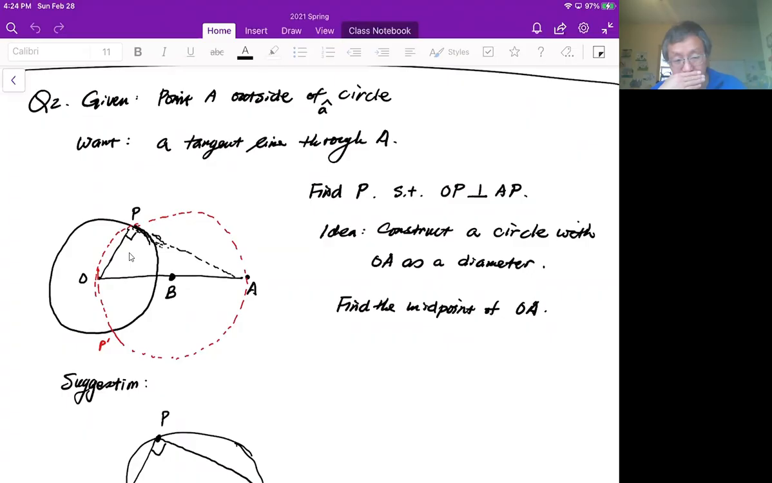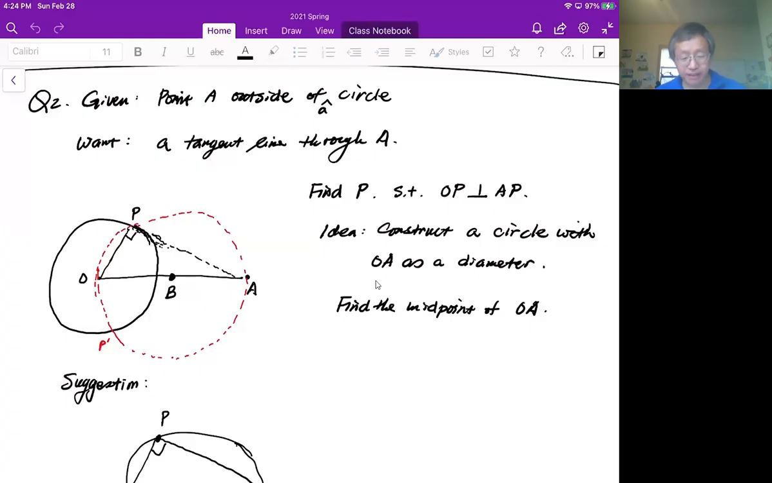So how could I get the point P? P is a tangent point if and only if OP is perpendicular to AP. But how can I get that point P? The point P must be on the circle, but it must form a right angle with O and A. How can we do that?